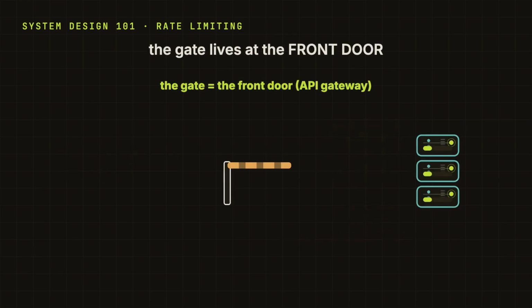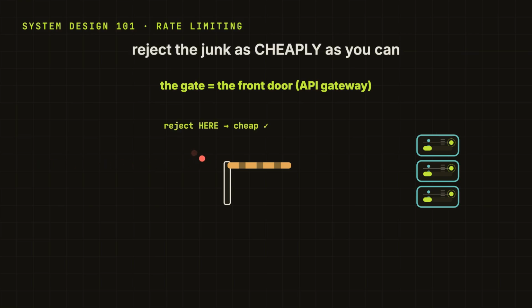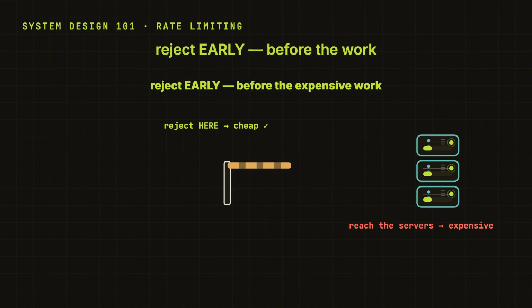And where does this gate actually live? Usually right at the front door, at the edge, or an API gateway, which is just a checkpoint that sits in front of your real servers. And that placement is deliberate. You want to reject the extra requests as cheaply as possible before they even reach your servers and start doing expensive work. The earlier you can say no, not yet, the less it costs you, right? So reject early wherever you can.